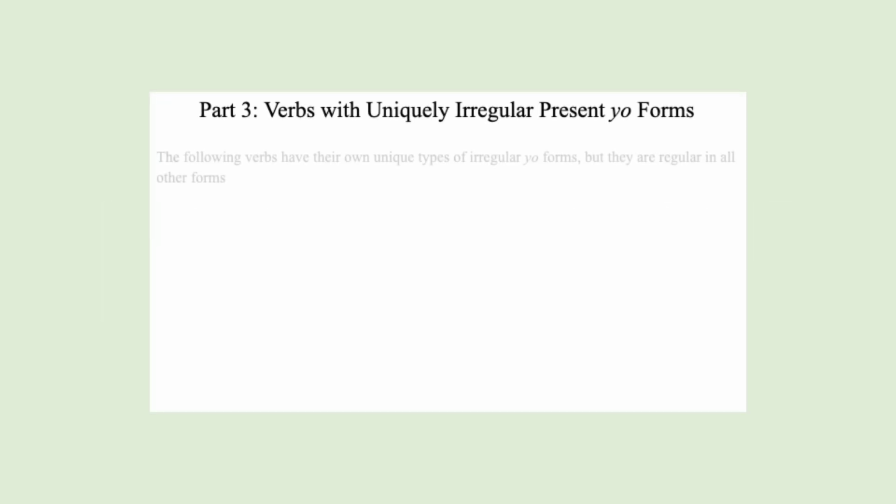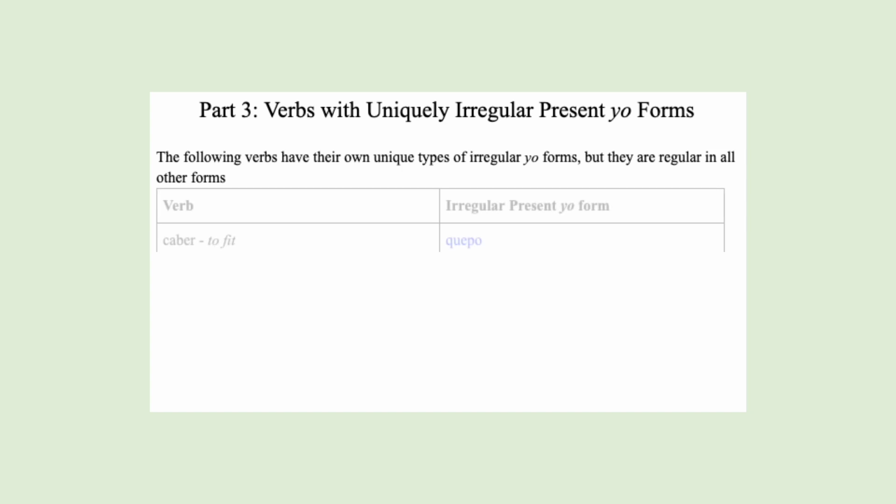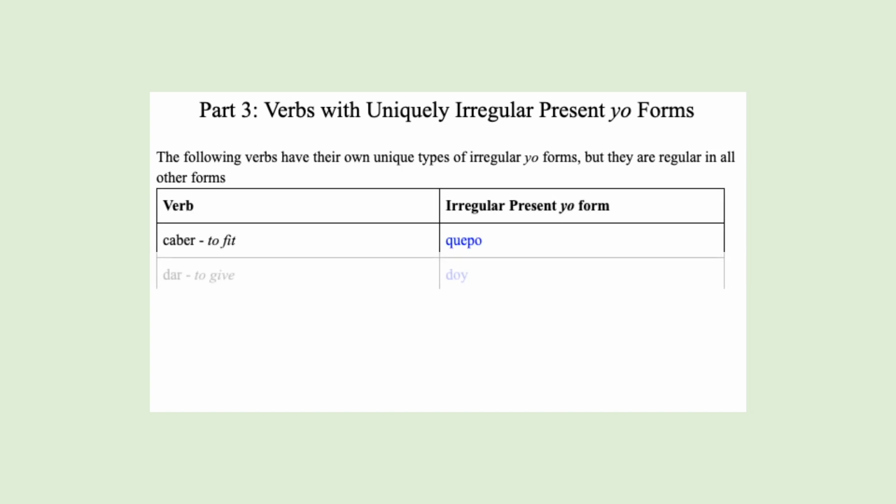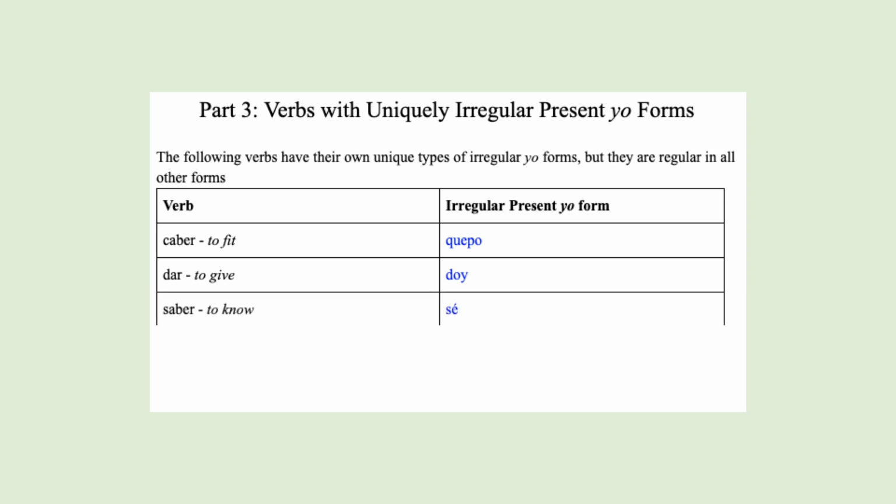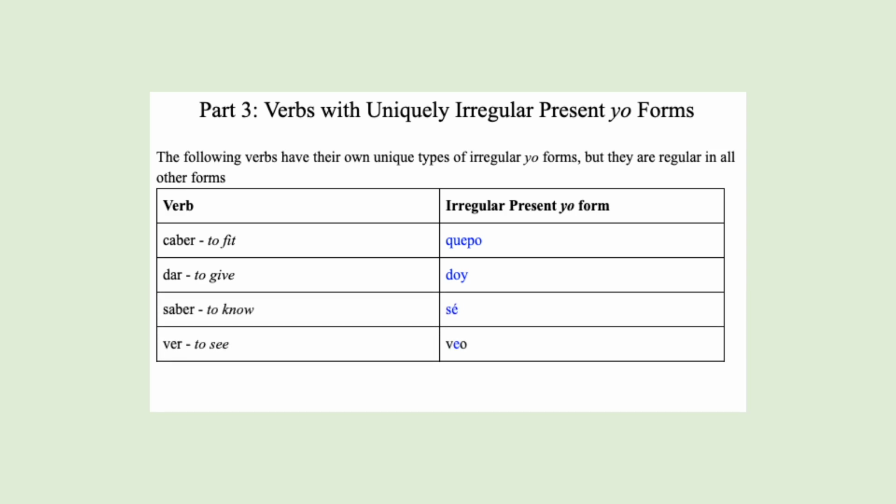These verbs have their own uniquely irregular yo forms in the present tense, but they remain regular in all other forms. Caber, quepo. Dar, doy. Saber, sé. Ver, veo. Delinquir, delinco.